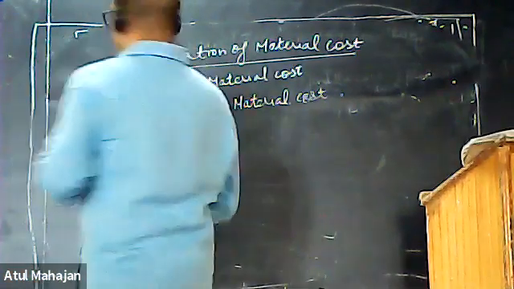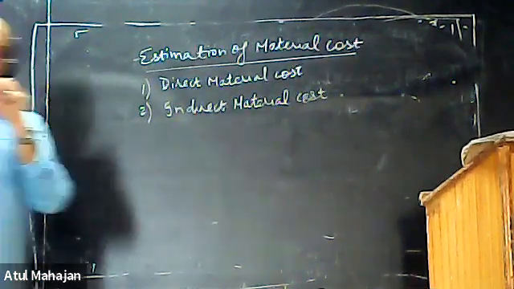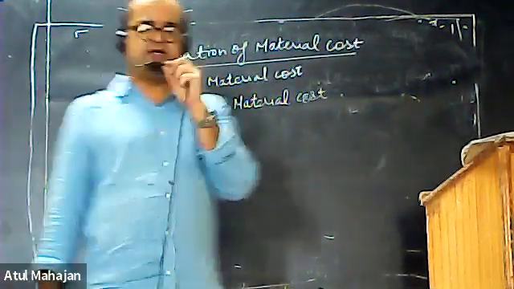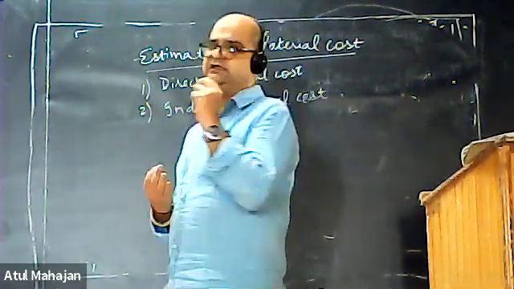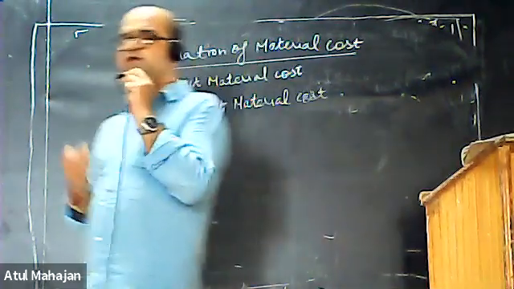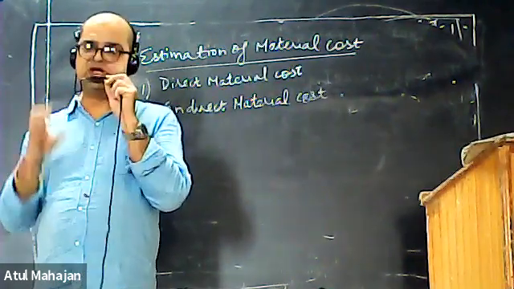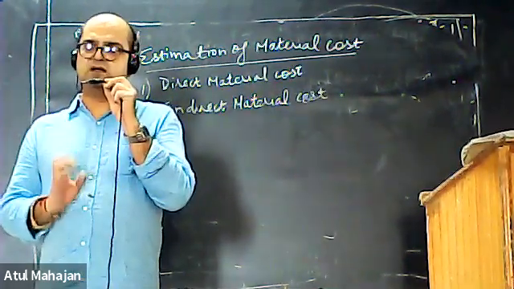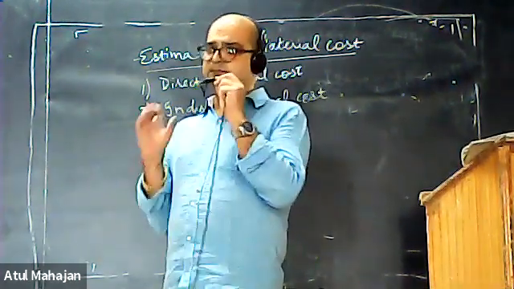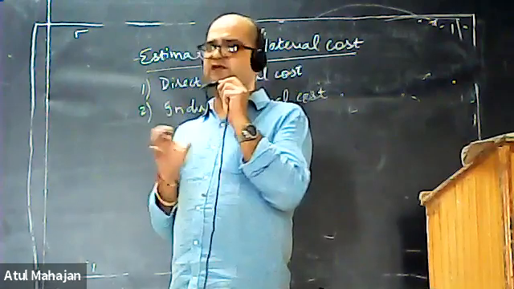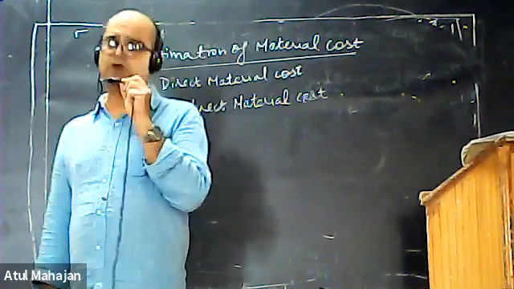So the next topic of today's lecture is the estimation of material cost. Before starting with this topic, I would like to know what you mean by material cost. Material cost is the cost incurred for the material that is used for manufacturing the final product. It can be any product. The raw material used for manufacturing that final product is known as your material cost.